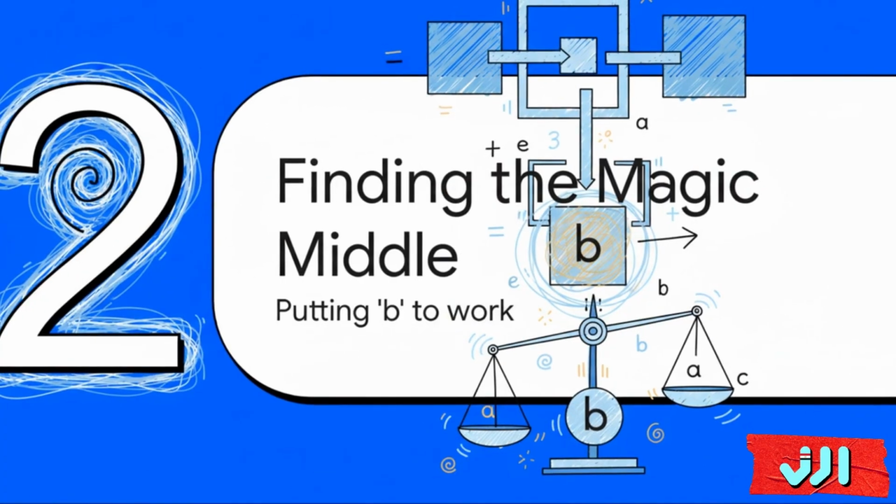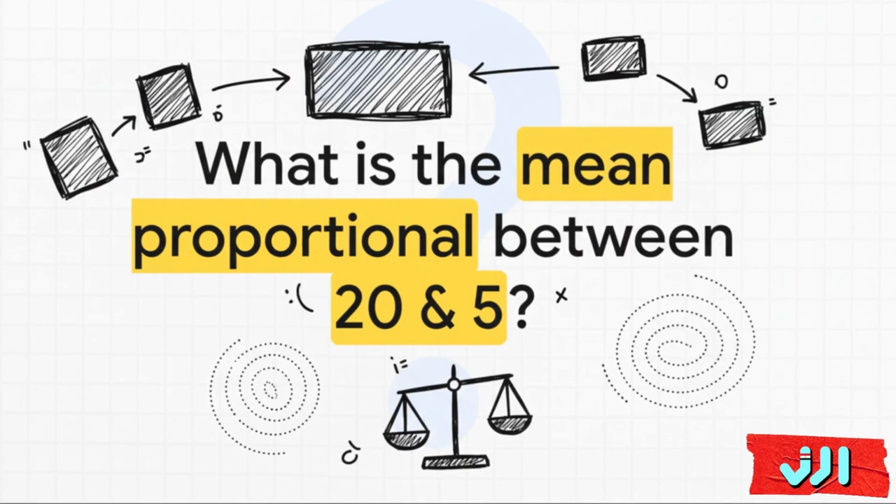All right, let's jump right into section 2, finding the magic middle. It's time to take that new formula of ours, B squared equals AC, and put it to work finding the missing link in a few of these chains. Okay, first challenge. It's a nice, simple one. Can you find that magic middle number, the mean proportional, that fits perfectly right between 20 and 5?